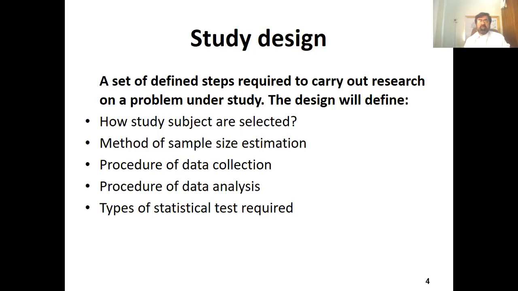Whether you will analyze through SPSS, through Microsoft Excel, or through other software, and the types of statistical tests that are required for different types of studies. There are different tests to be applied. For example, if you want to see an association between two categorical variables, you have to apply the chi-square test. If you want to see the mean difference between the two groups, you have to apply the independent sample t-test.